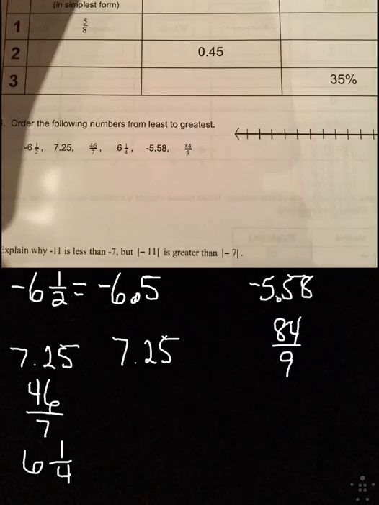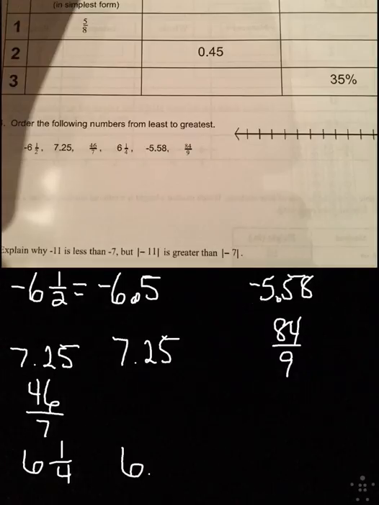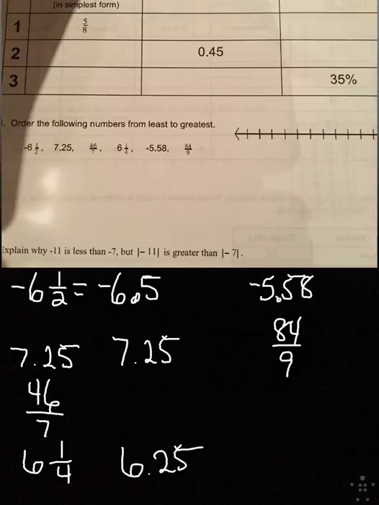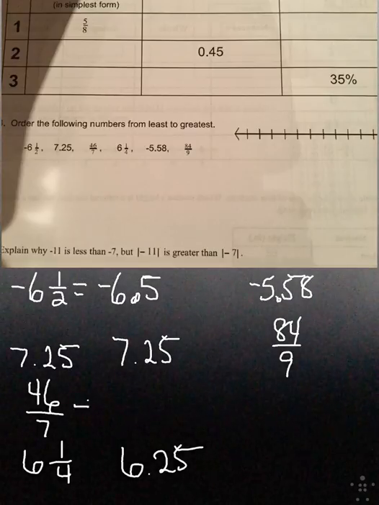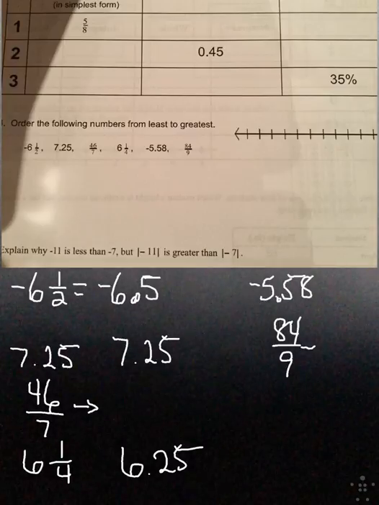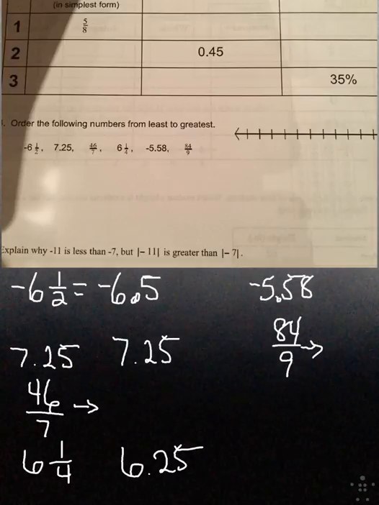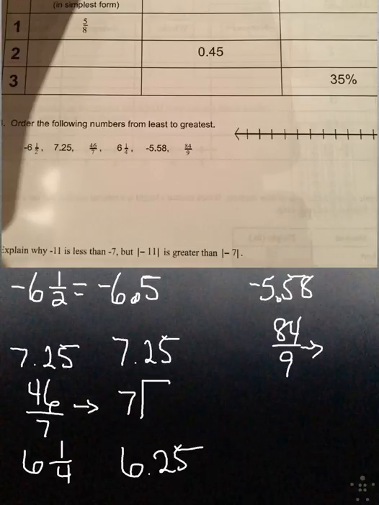6 1/4 is going to be 6.25. Negative 5.58 is already in decimal form. So now we need to look at this one and this one. So we're going to have to divide those out. 7 goes into 46 6 times.